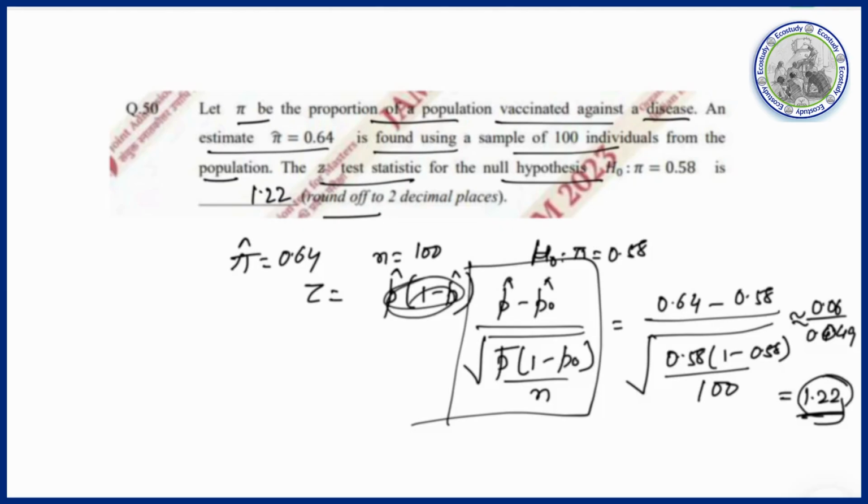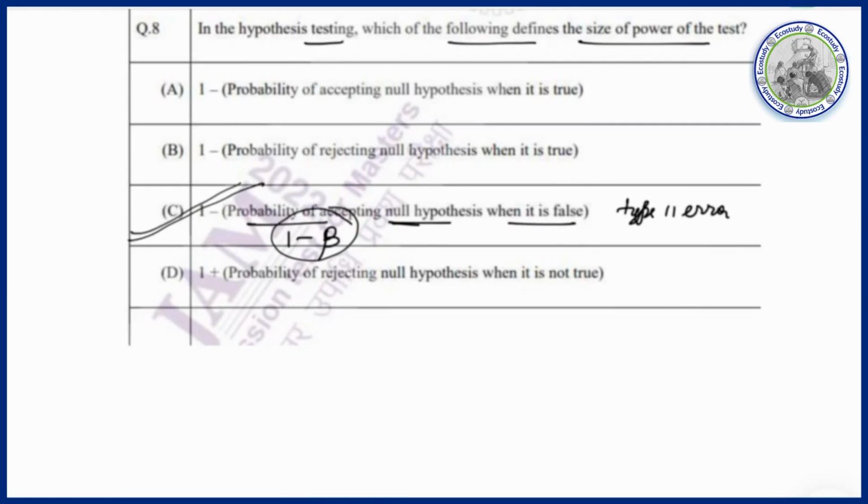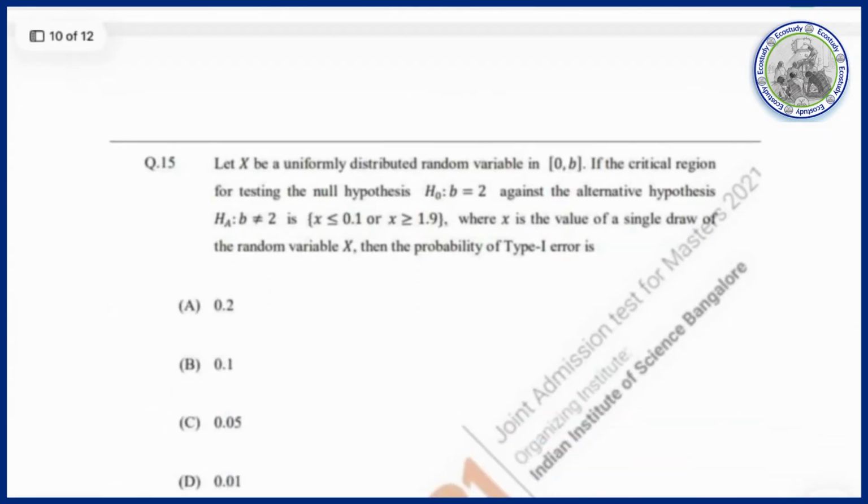Now move to the next question. In hypothesis testing, which of the following defines the power of the test? Simple: the power of the test is 1 minus beta. So which option represents 1 minus beta? The probability of accepting the null hypothesis when it is false is the type 2 error, which is beta. So 1 minus beta is the power of the test. Simple question. You only need to know the definitions of alpha, beta, type 1 error, type 2 error, and 1 minus beta, the power of the test. Now move to the next question.